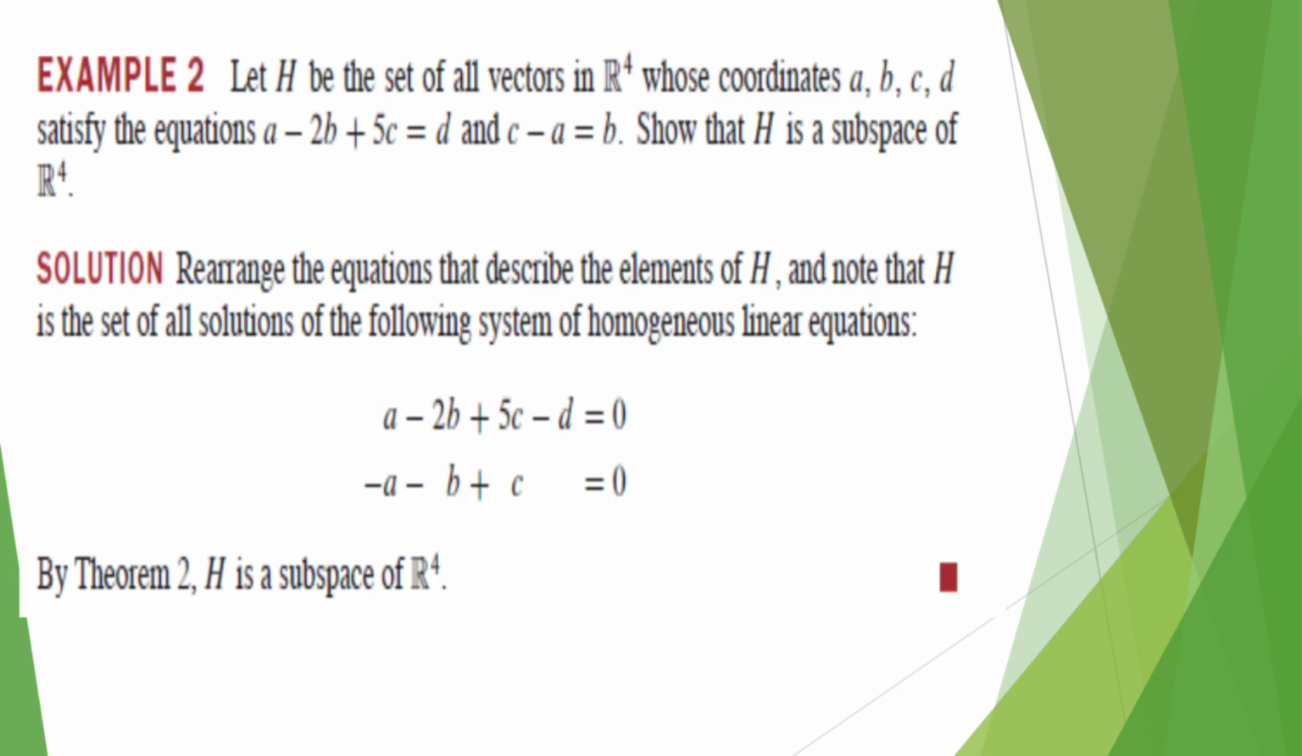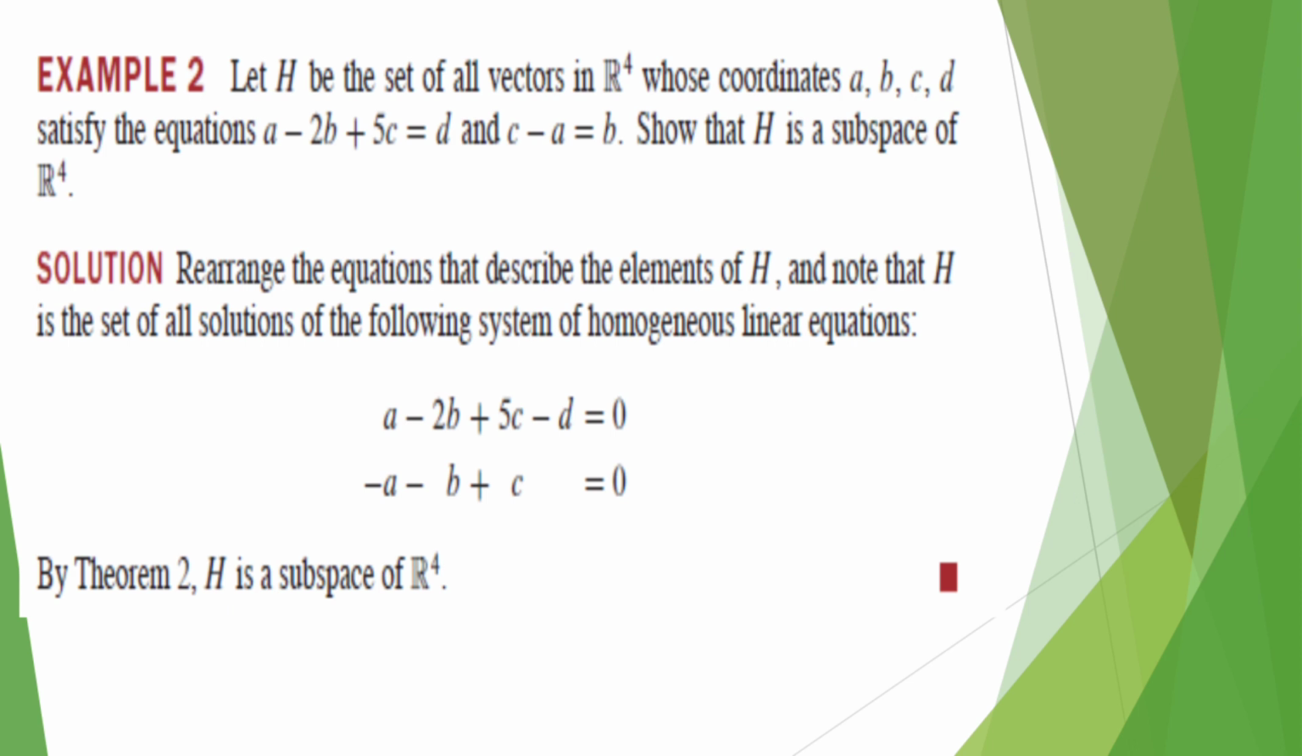Now the next problem. Let H be the set of all vectors in R4 where A, B, C, D satisfy the equations A minus 2B plus 5C equals D, and C minus A equals B. Show that H is a subspace of R to the power 4. We write the given equations: first, A minus 2B plus 5C minus D equals 0. Second, minus A minus B plus C equals 0.